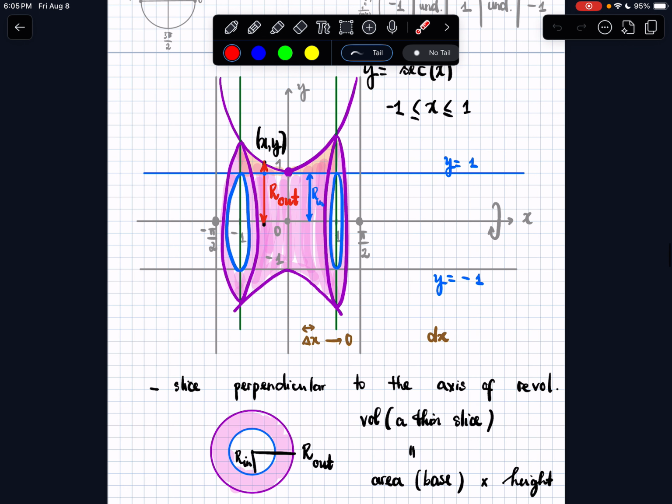This length is a constant for x between -1 and 1. Because this is a horizontal line, the distance of a point on the horizontal line y equal to 1 to the x-axis is 1. So inner radius is always 1. The outer radius is this length, which is the distance from this point to this axis.